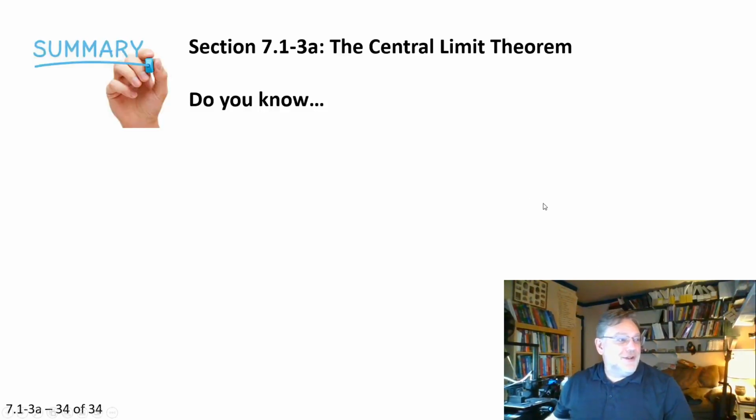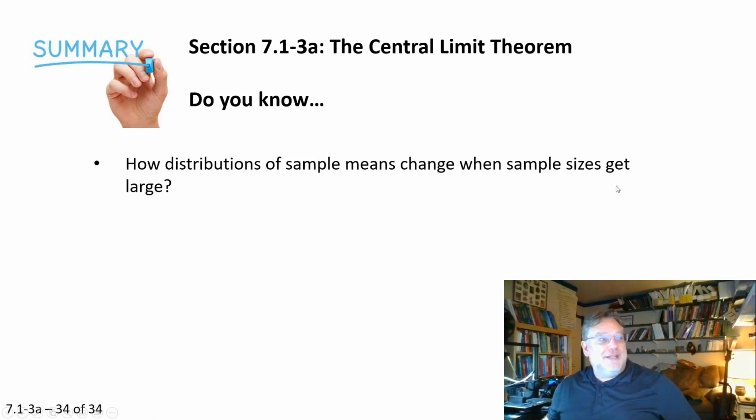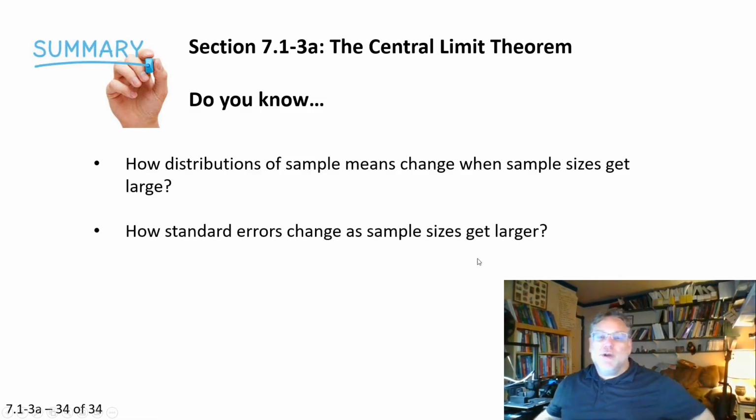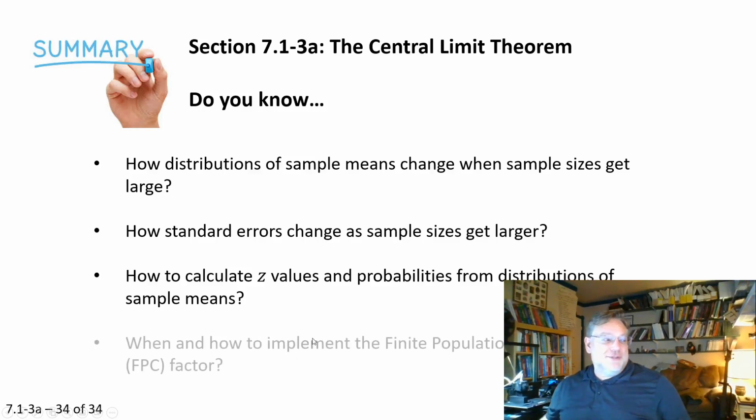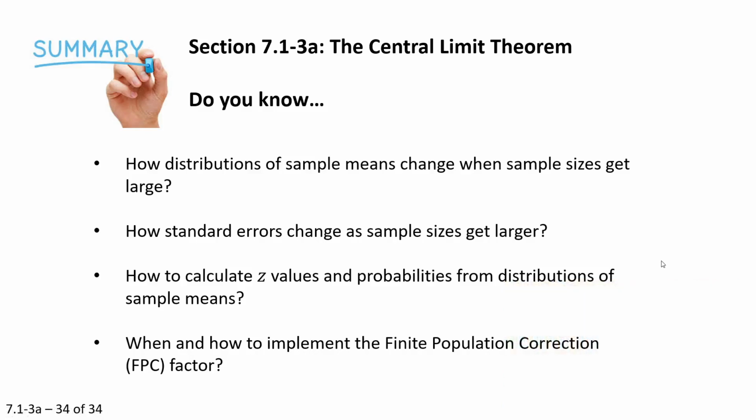Okay, so let's bring this back here to all of the things that we've been talking about. Think about what some things should go into your cheat sheet here. How distributions of sample means change when sample sizes get larger, as well as how does the shape of the distribution change as sample sizes get larger and larger. How do standard errors change as sample sizes get larger? How do you calculate z-values and probabilities from distributions of sample means? And when and how do you implement the finite population correction factor here?